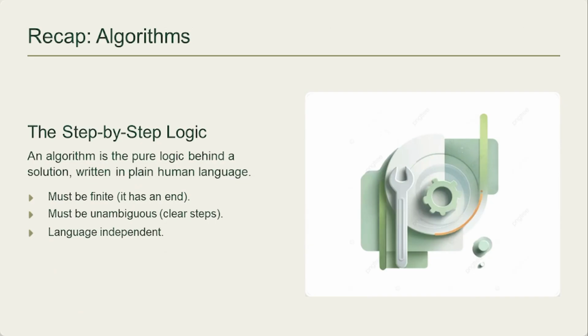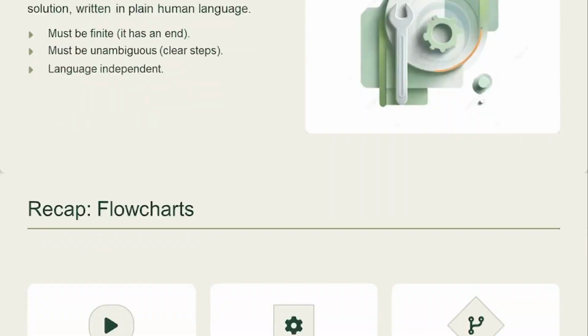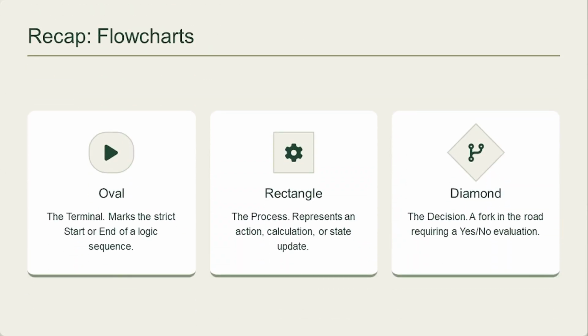So algorithms are basically the step-by-step procedure or step-by-step logic. They must be finite, must be unambiguous and language independent. Let's have a quick recap of flowchart symbols. First symbol is oval, which is used as a terminal where we provide the start and end of a logic sequence. Rectangle, which identifies the process and represents any actions, calculation or any update. Diamond shape, which is used for decision making, which always has two pathways, a yes or no evaluation.